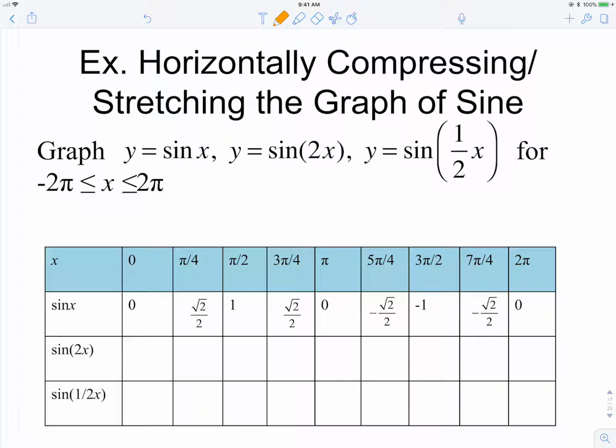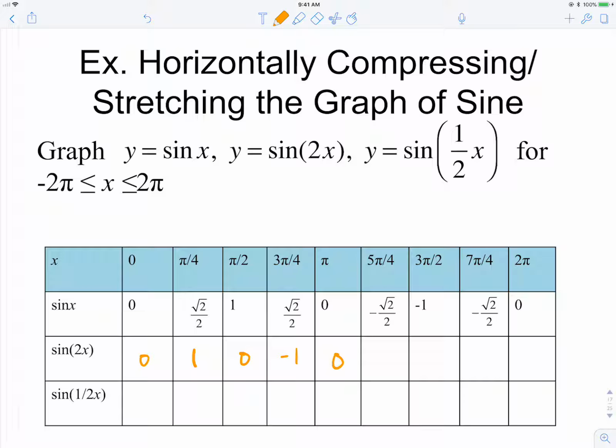So next we're going to look at horizontally compressing and stretching the graph of sine. Again, I already have the values for the parent function filled in. For sine of 2x, if we substitute each of these values of x, we'll get 0, and then when we substitute pi over 4, 2 times pi over 4 is pi over 2, so sine of pi over 2 we know is 1, then we'll have 0, negative 1, 0.